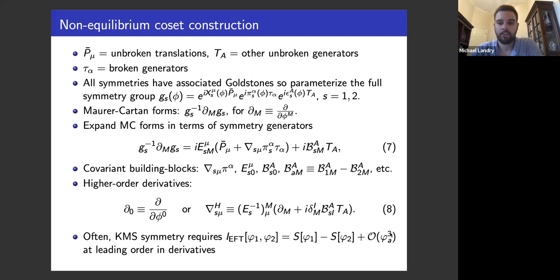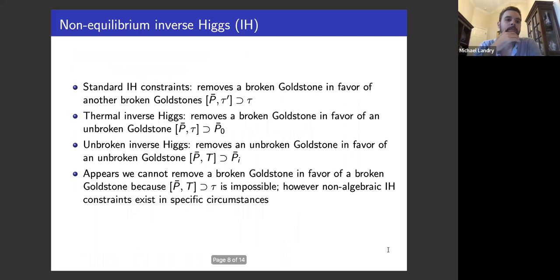phi a to the 3rd. A fields here just based on derivative counting count at higher order in derivatives, and so can be neglected. Okay, so now the range of inverse Higgs constraints, which remove extraneous goldstones, can be vastly expanded.